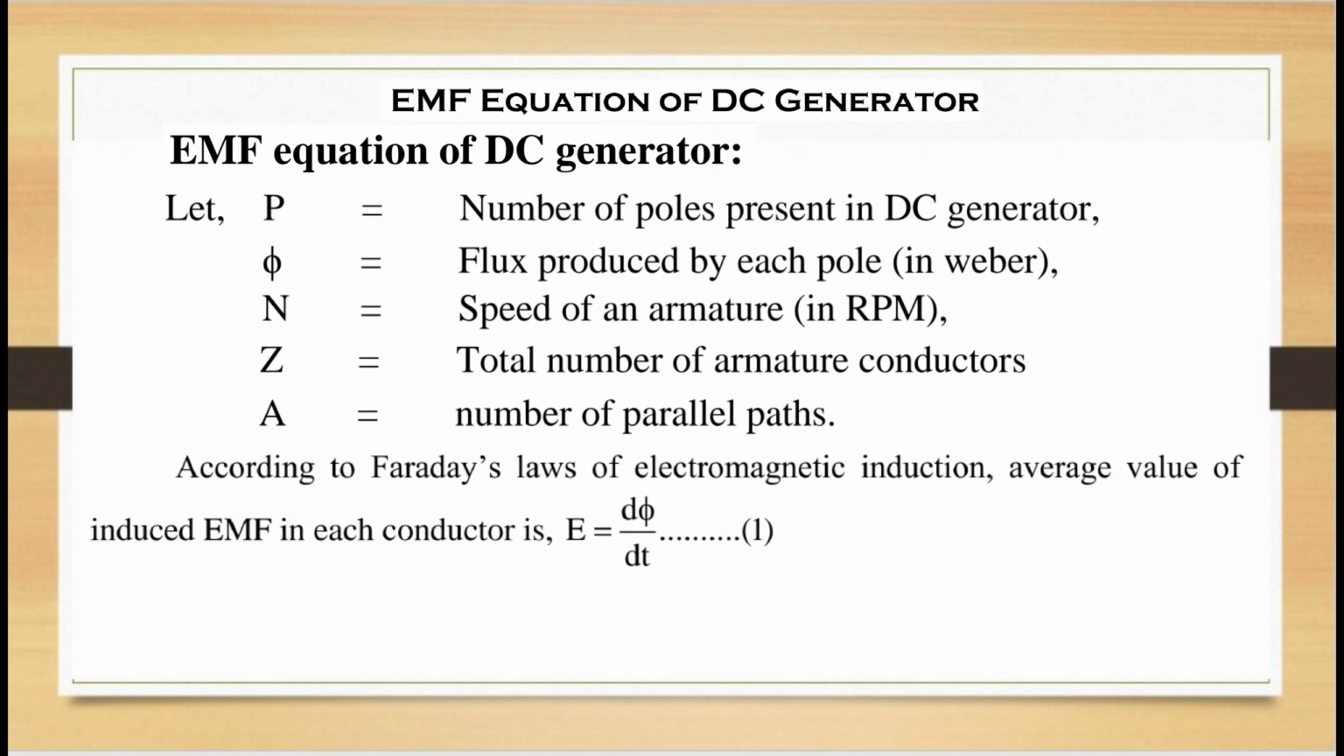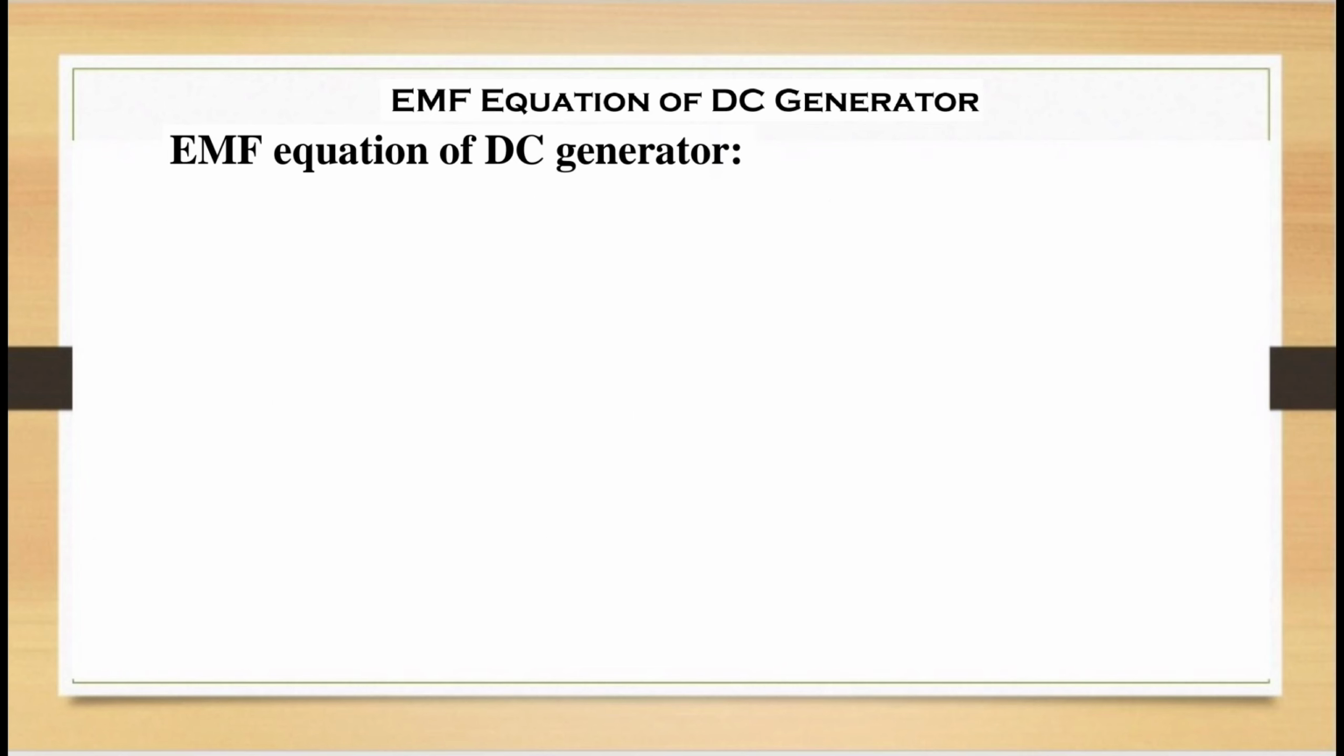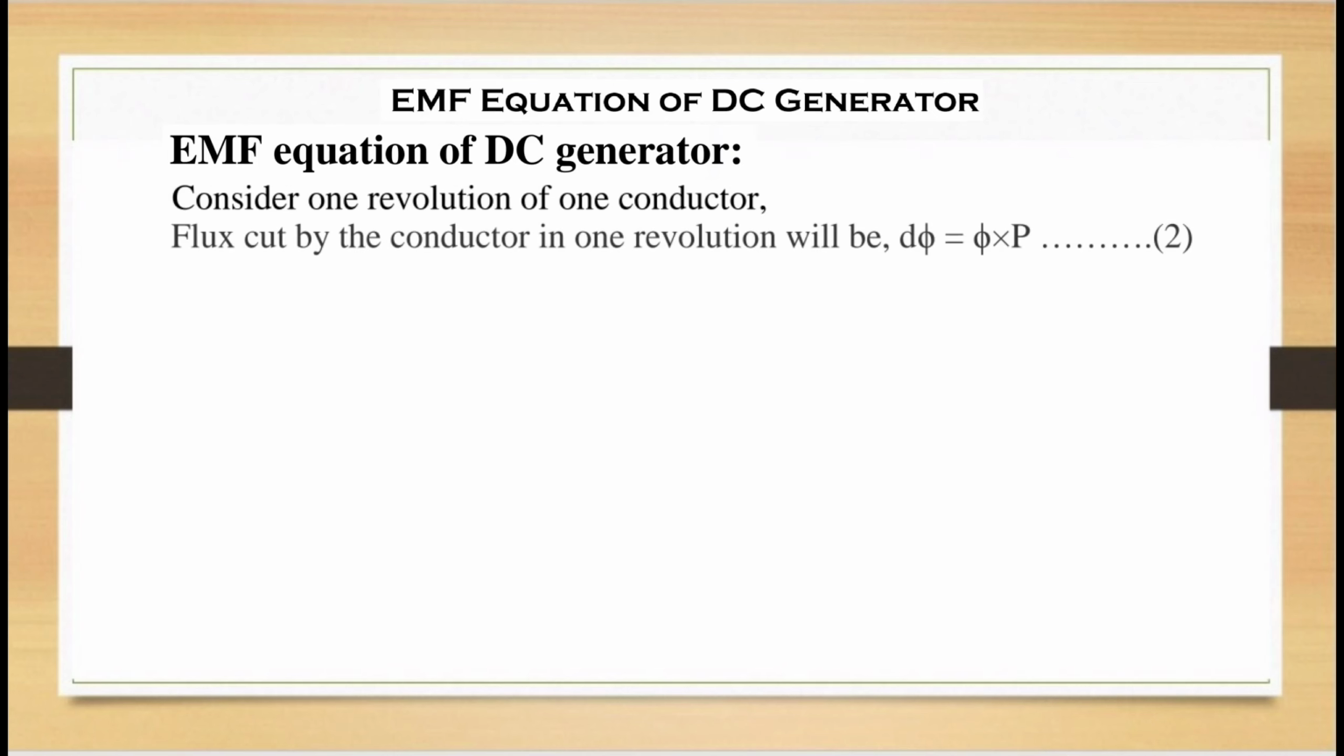According to Faraday's laws of electromagnetic induction, the average value of induced EMF in each conductor is E equals d phi by dt. Take it as equation 1. Now consider only one conductor and only one revolution. Then the flux cut by the conductor in one revolution will be d phi equals phi into the number of poles, that is P. So d phi equals phi into P. Take it as equation 2.